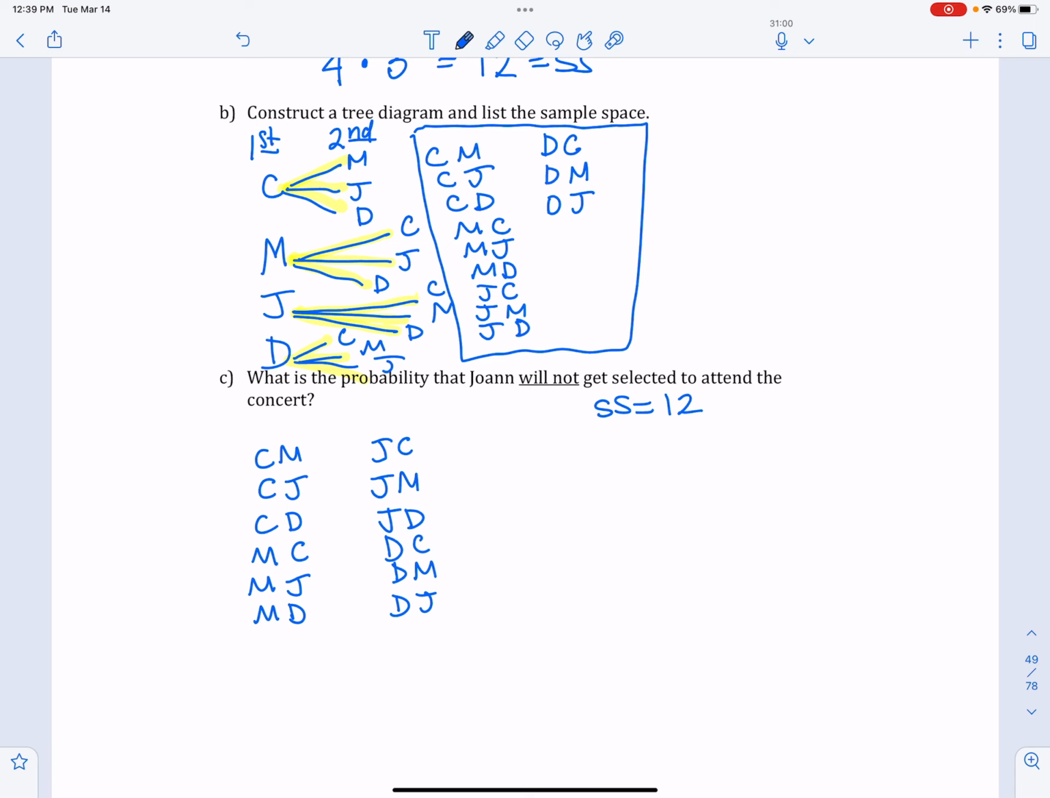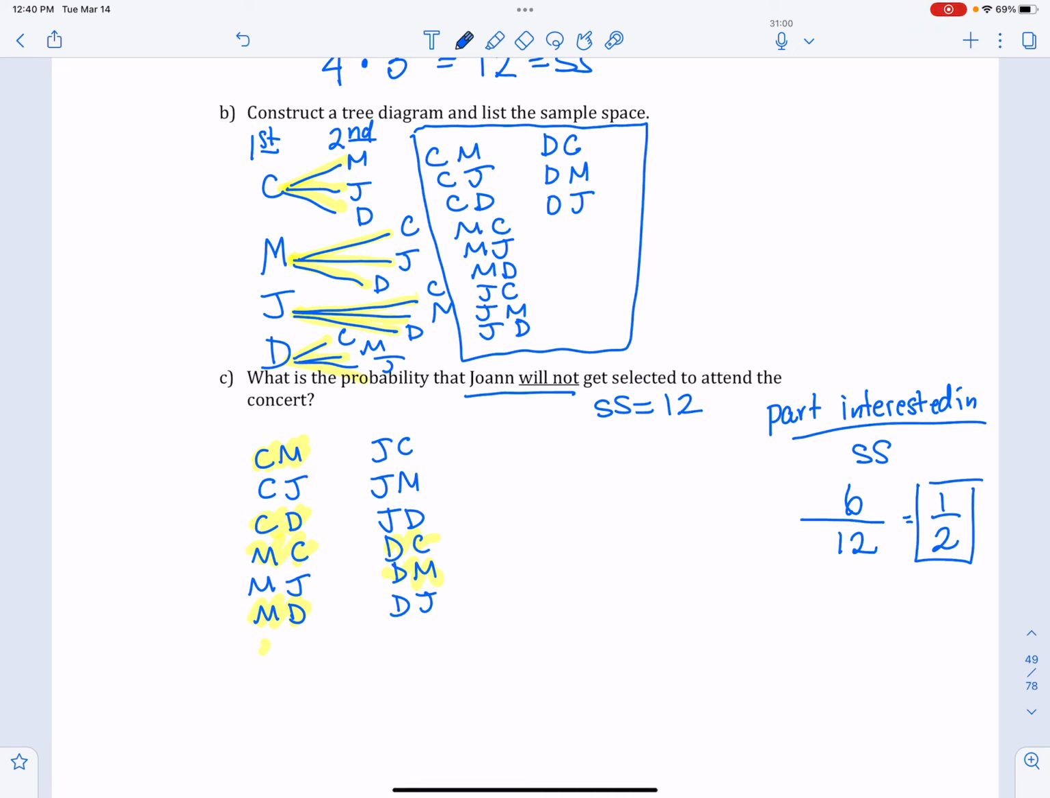So remember, for probability, it's the part we're interested in over the sample space. Okay, so once again, we're looking for Joanne not to get selected. So I'm going to highlight anything that does not have a J in it, because remember, I don't want the ones that have her selected. So when I do that, I highlighted these 6 possibilities. 1, 2, 3, 4, 5, 6. So the part I'm interested in is the 6 that does not select Joanne, and then the sample space is 12. So if I reduce that down, I get 1/2. So she has a half a chance of not being selected to attend the concert.